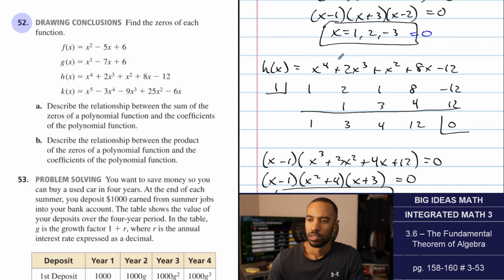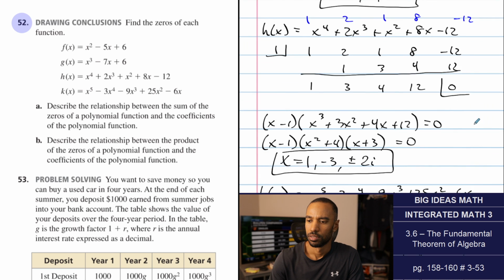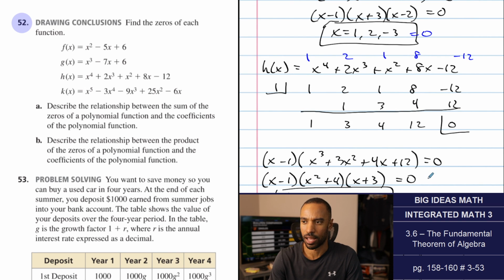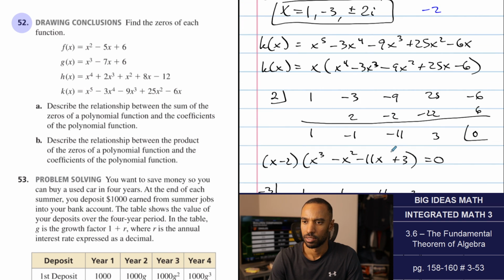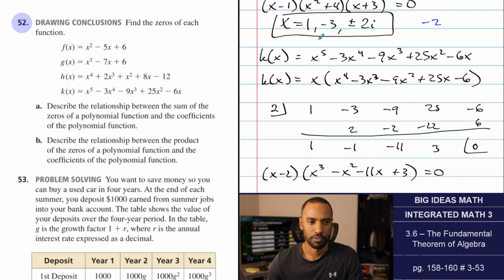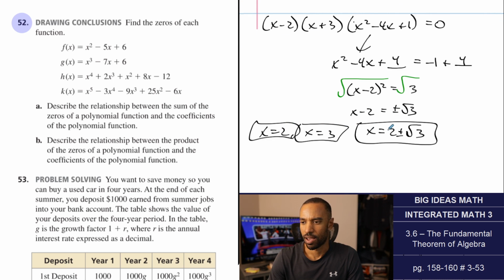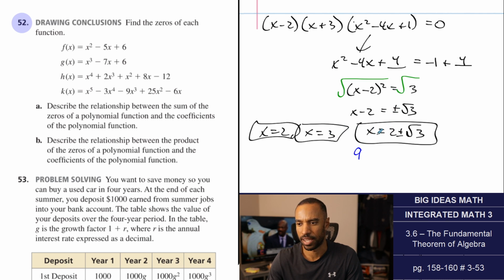Okay. 1, 2, 1, 8, negative 12. And 1 minus 3 is negative 2. The plus minus 2 cancel out, so that doesn't matter. And is this a different question? That's the same question. Where's K? Here it is. Oh, that's K. I thought that was an H. 1, negative 3, negative 9, 25, negative 6, and 2 plus 3 is 5. 2 plus or minus root 3. The plus or minus root 3's cancel, but the 2's add. Plus 2 plus 2. 5, that's 9.